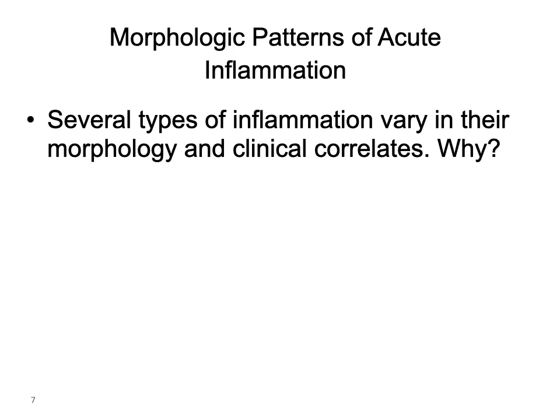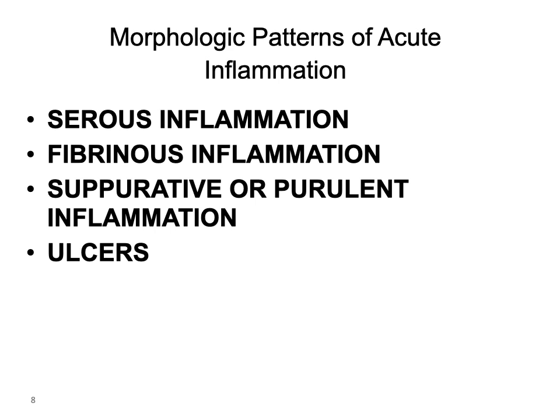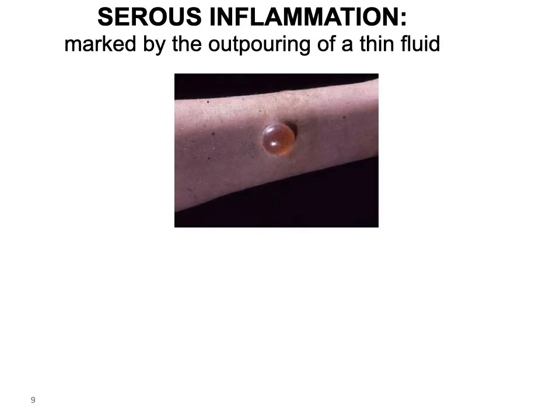Acute inflammation may present grossly or clinically in different ways, and the types of inflammation will tell us the extent or degree of the inflammatory process. So we have four morphologic patterns of inflammation: serous, fibrinous, suppurative, and ulceration. Serous inflammation is just the outpouring of thin fluid. So this is actually just transudation.